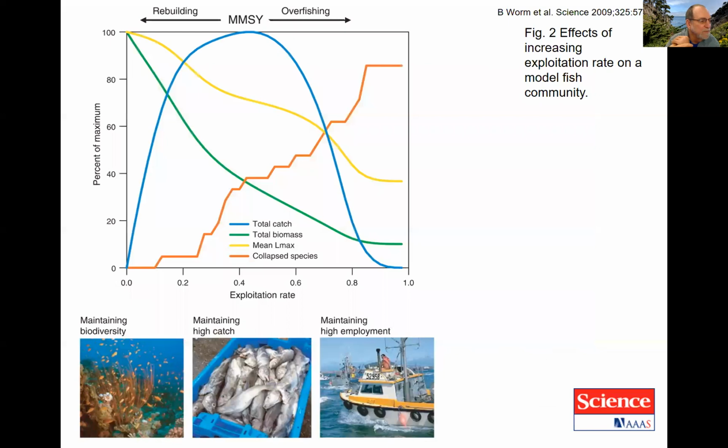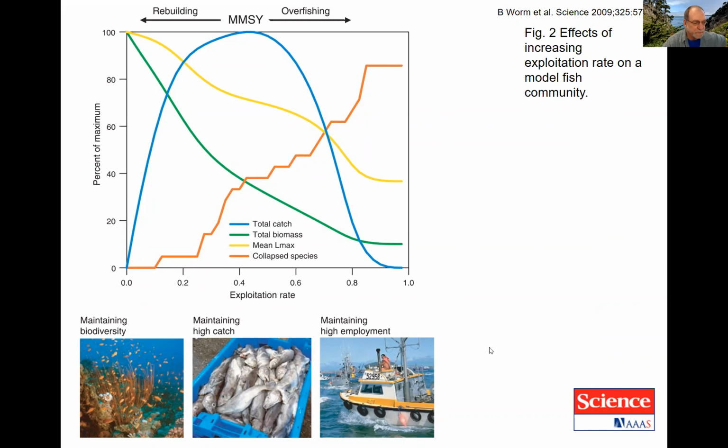This is a depressing sort of graph, because it shows how maximum sustainable yield and total catch vary over time. The total catch in fisheries has gone down. The total biomass has gone down. The LMAX, the maximum length of adults, has decreased. And the numbers of collapsed species has gone up. So this is the effects of increasing exploitation rate on a model fish community. Keeping the fishing alive would be an important component, but very often that fails.